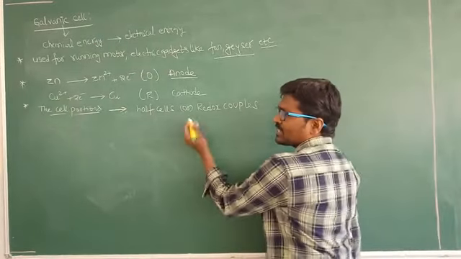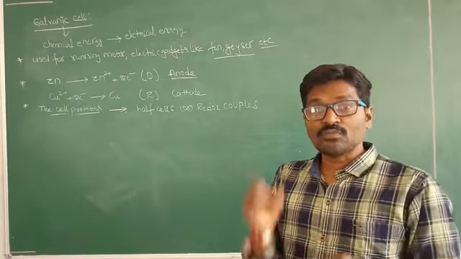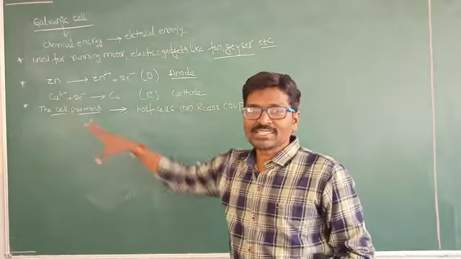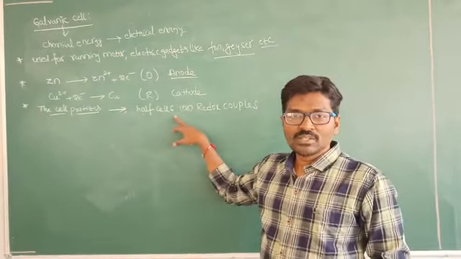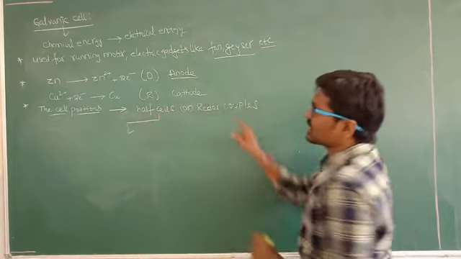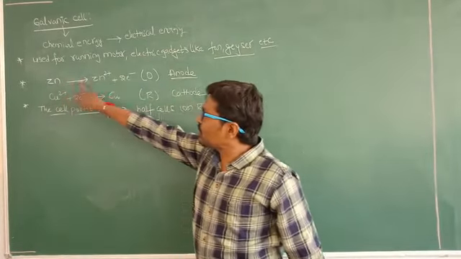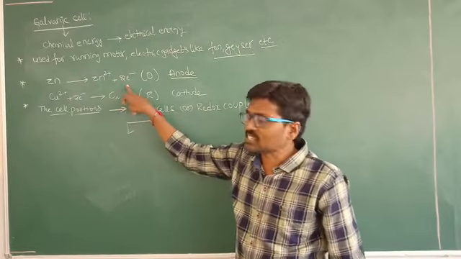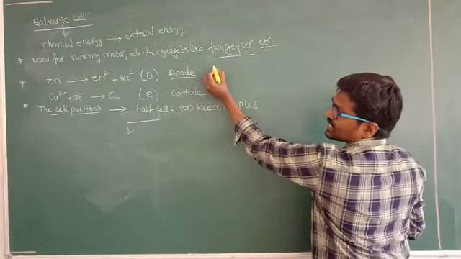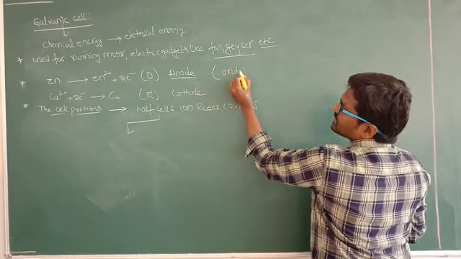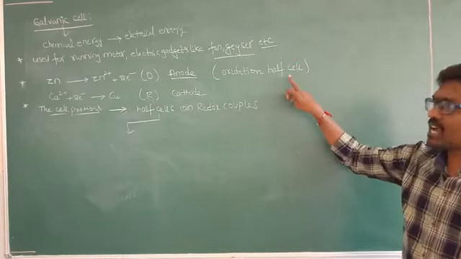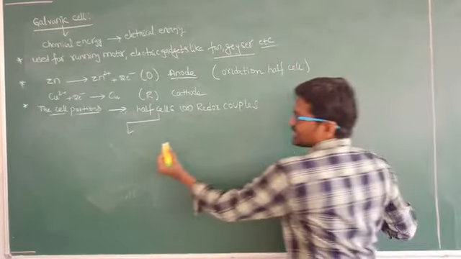It means that in a galvanic cell we observe the presence of two half cells. So what are the two half cells? Considering the first one, Zn is converting to Zn2+, which means loss of electrons, known as oxidation. That entire cell is called the oxidation half cell. Why is it called the oxidation half cell?